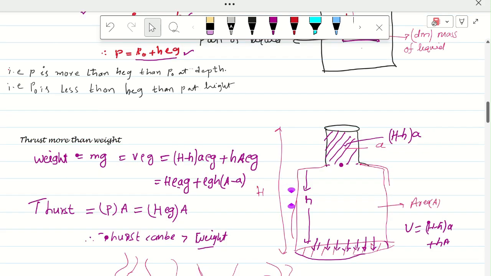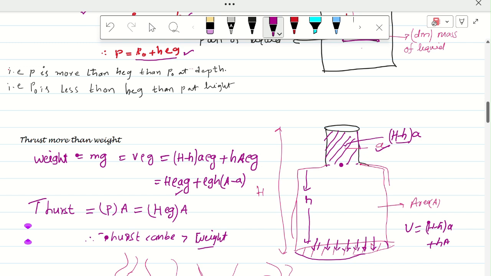So here I have given weight equal to mg. M means volume into density. So here volume is (H minus h) into the area of this one, and small h into the capital area of this one. So it will come like this. The pressure is not considered by the volume of the liquid; the pressure only considers the height of the liquid.